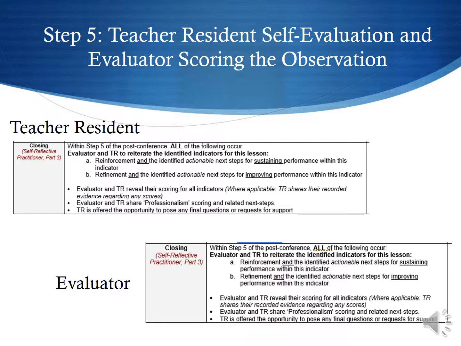The closing of the self-reflection for the practitioner has to do with the end of step 5. Again, you are thinking about what your strengths and areas of need are, as well as sustaining and improving both of those areas. Each of you will come to the post-conference with your own thoughts, evidence, and processes for improvement or sustaining performance.